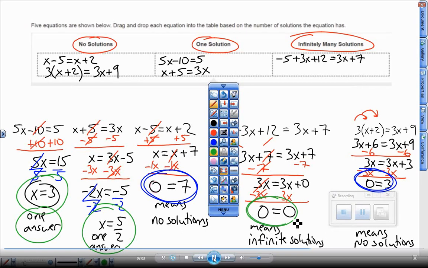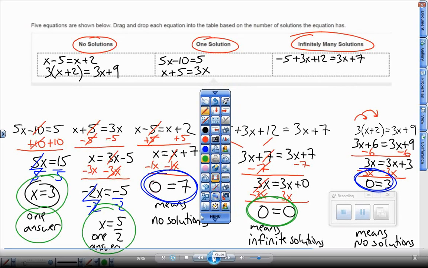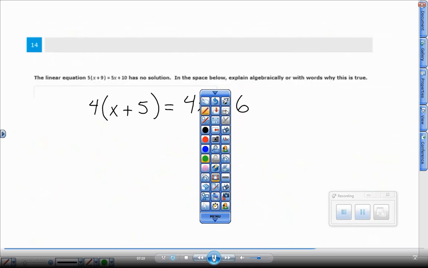Or as you start to get knowledgeable here, if you have the same number of x's but different numbers, that means no solutions. If you have the same number of x's and the same exact numbers, that means they're exactly the same, infinite solutions. Same number of x's, different number, no solutions. Again, you need to start memorizing these. All right. The fourth word is whale. Whale. All right, last problem here.